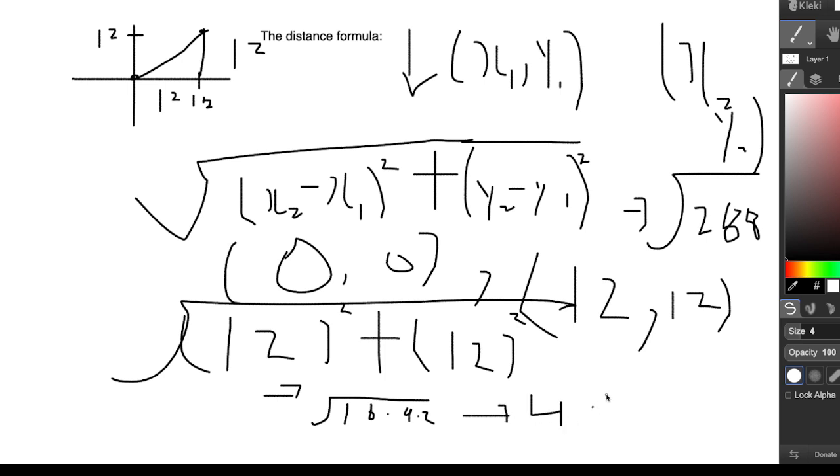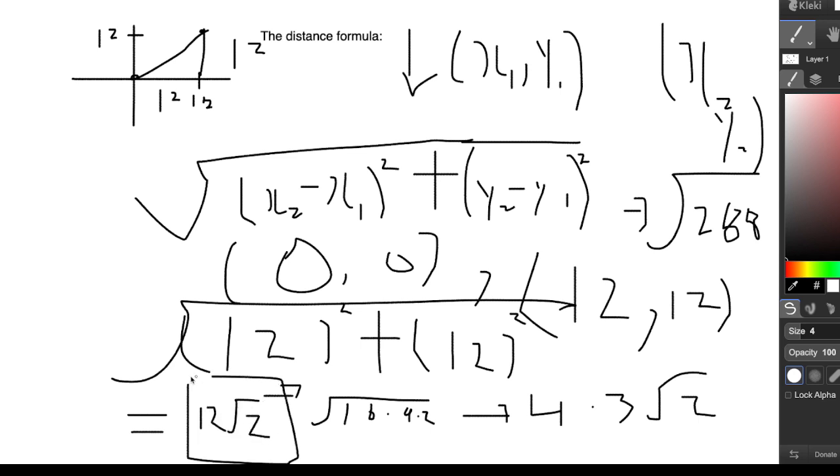Square root of 9 is 3. We're just left with the root 2 over here. So this is equal to 12 root 2. So it is not 12, it is 12 root 2.